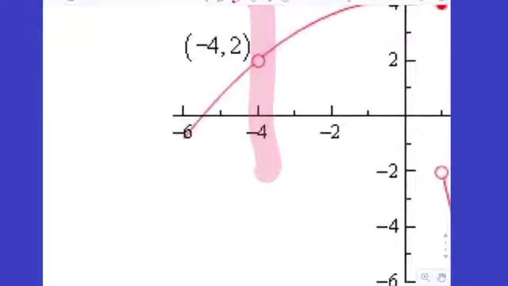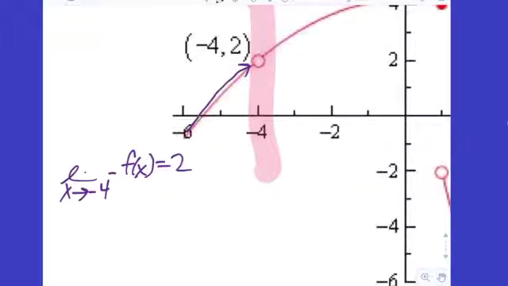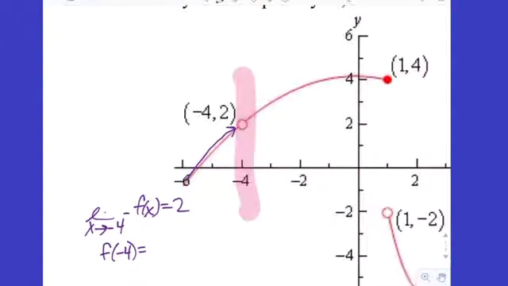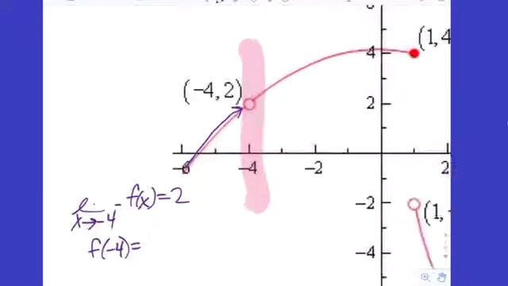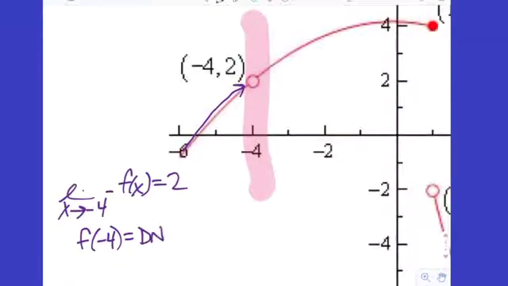So let's go ahead and gather the evidence. The limit as x goes to negative 4 from the left of f of x is what? What's the limit from the left? 2. What is f of negative 4? Look high, look low. Look high, look low at negative 4. Is there a bridge? There's no bridge. So this is DNE, which means we really don't have to keep going.